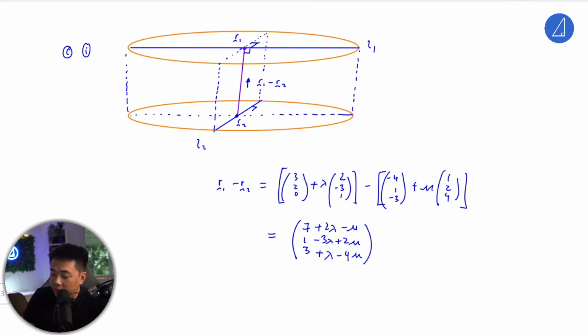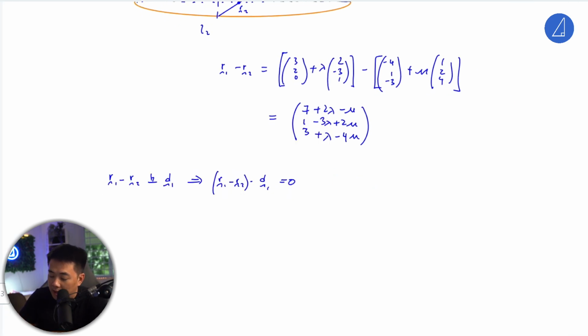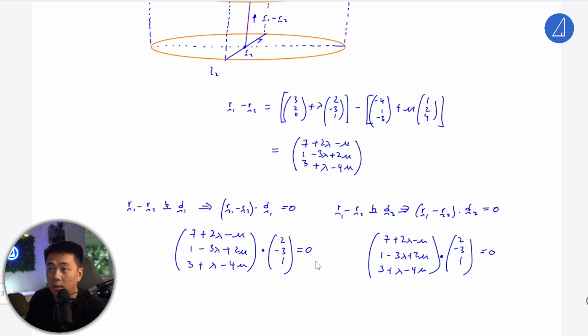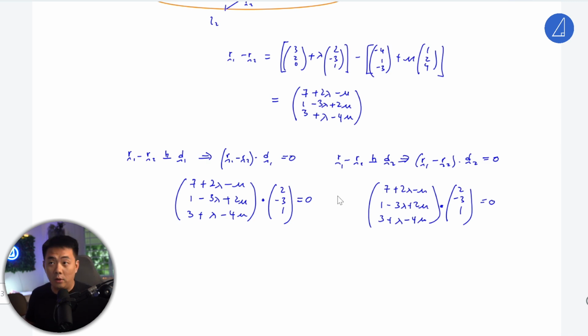Because it's perpendicular to both, since R1 minus R2 is perpendicular to line 1, it will be perpendicular to D1. So in this case, I'll just take R1 minus R2 dot D1, and this will be 0. Similarly, it is perpendicular to the second line, so I'll take the dot product with D2. I think using the dot product is easier. I don't want to find the normal because it seems like it's going to be very cumbersome. Once I take R1 minus R2 dot D1 equals 0 and R1 minus R2 dot D2 equals 0, I'll expand it, and then I have two linear equations that I just need to solve simultaneously.